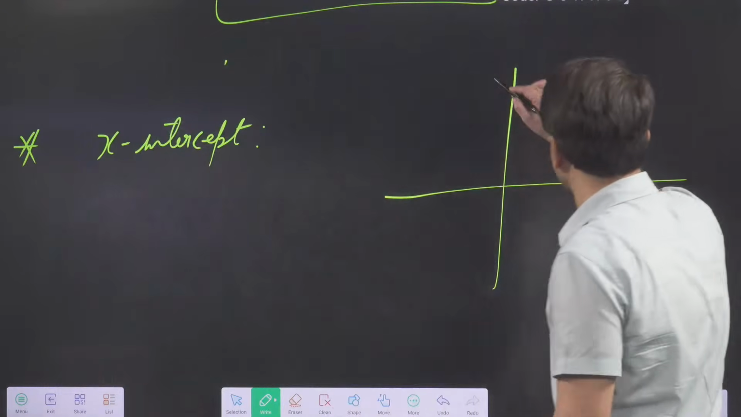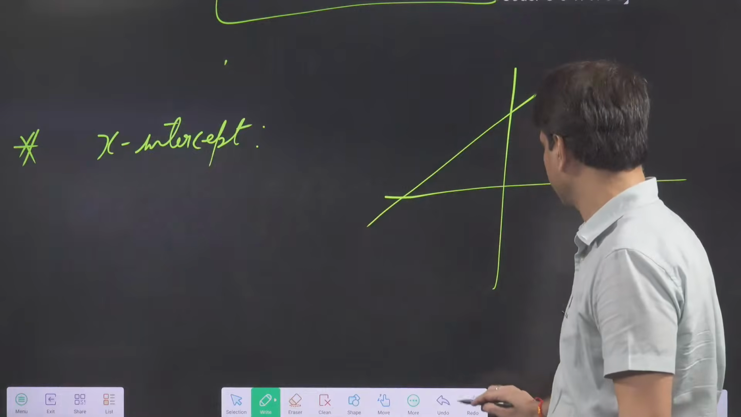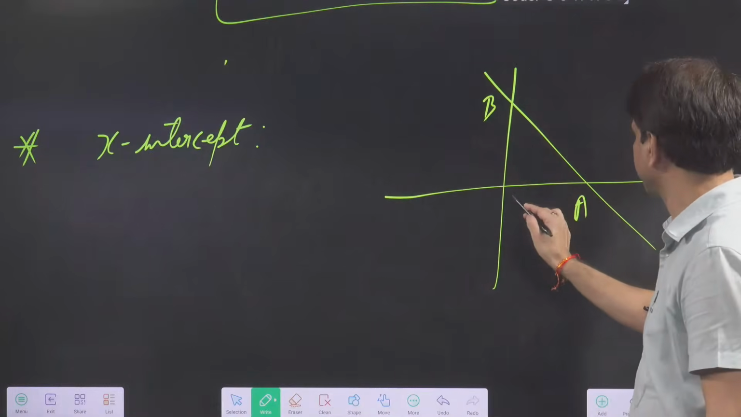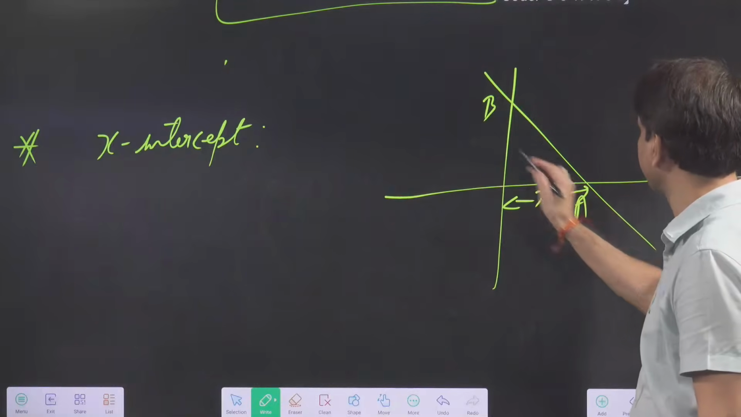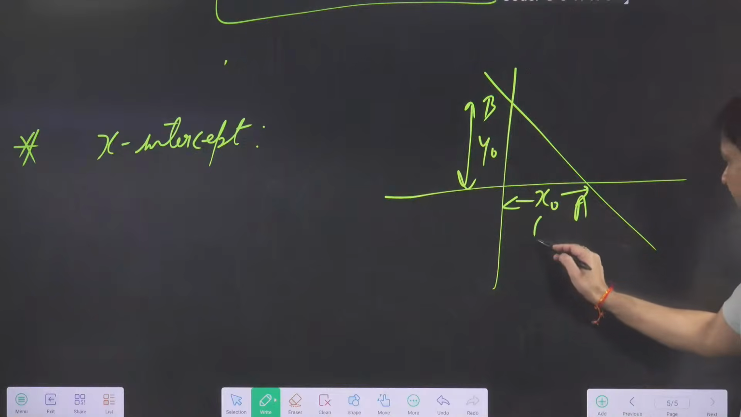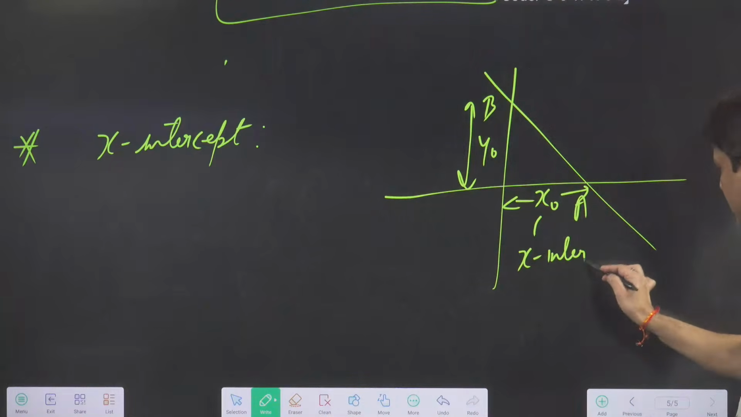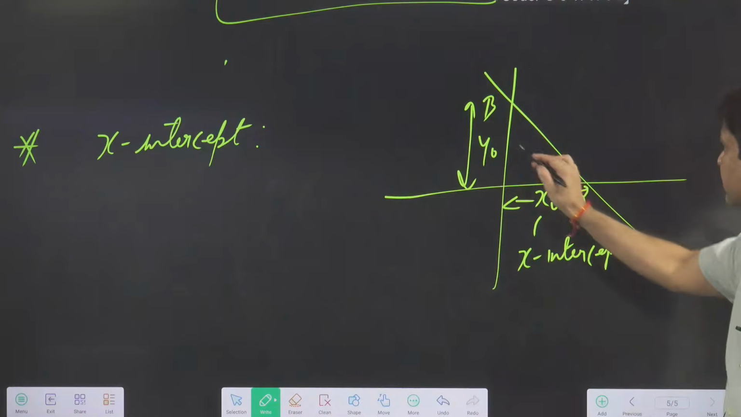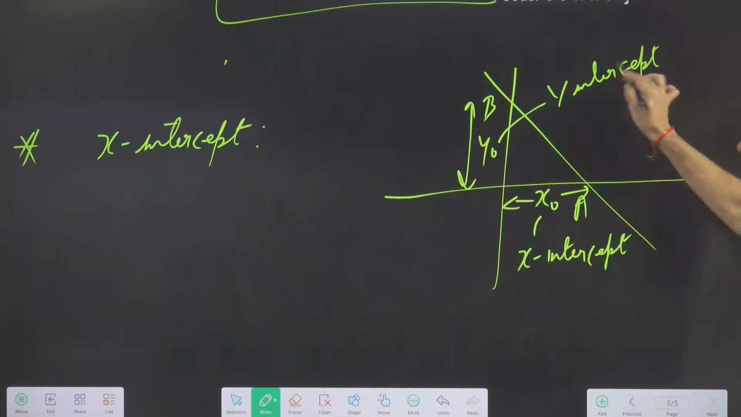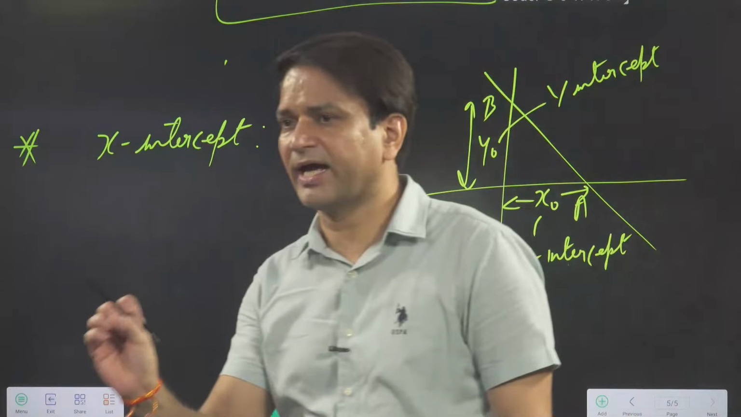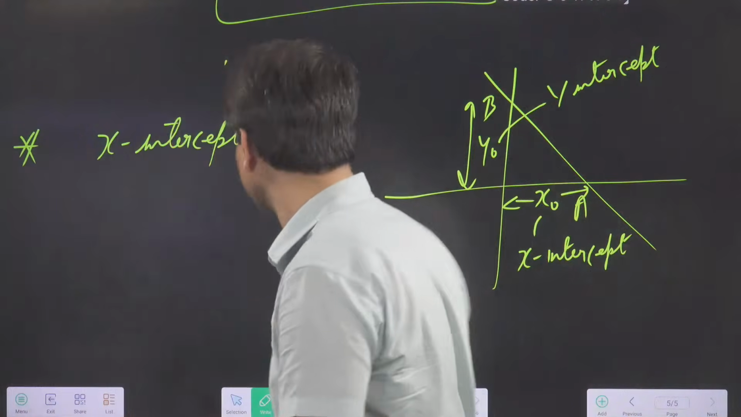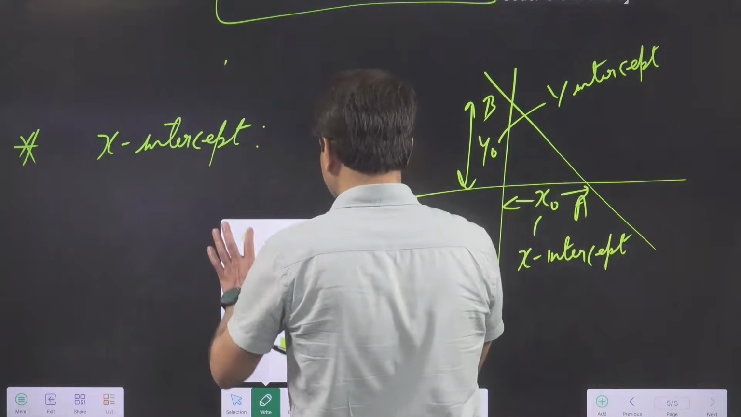Suppose I am saying this, or suppose I am saying this. This is A, this is B. This distance I gave as x naught, and this I gave as y naught. Then I can say x naught is the x-intercept, and this is the y-intercept. So the distance of the point from the origin where the line is cutting the x-axis will be the x-intercept, and where the line is cutting the y-axis will be the y-intercept.